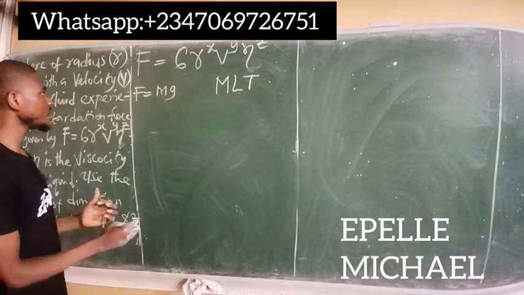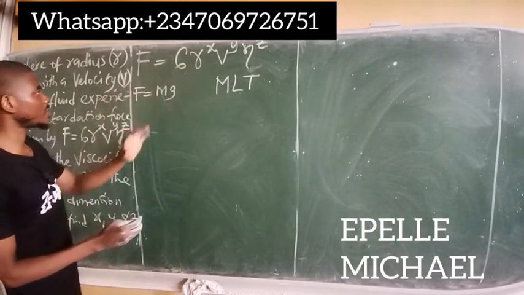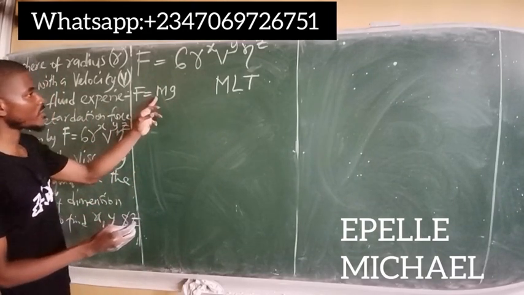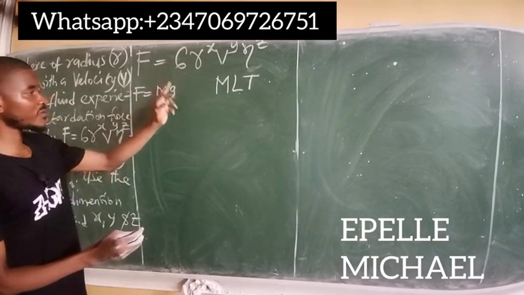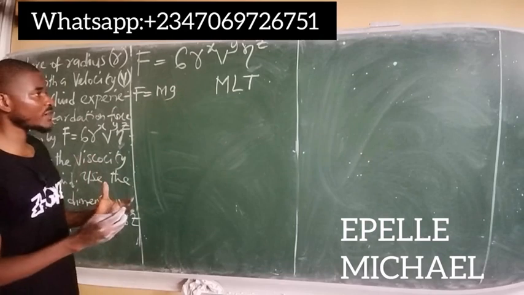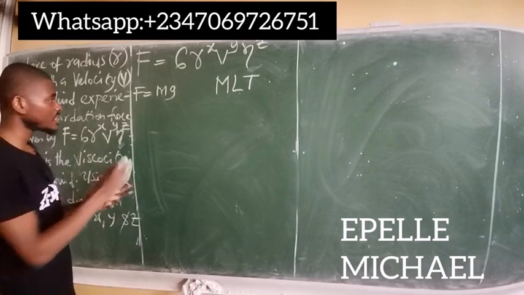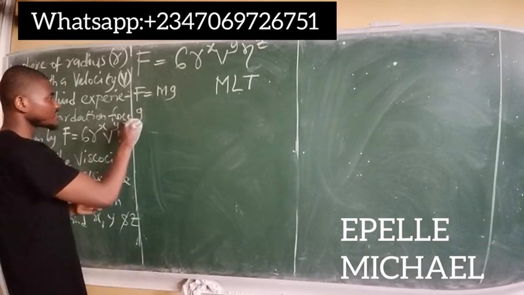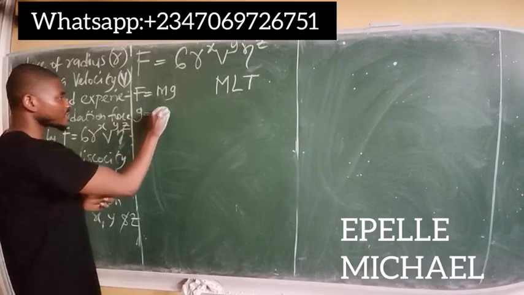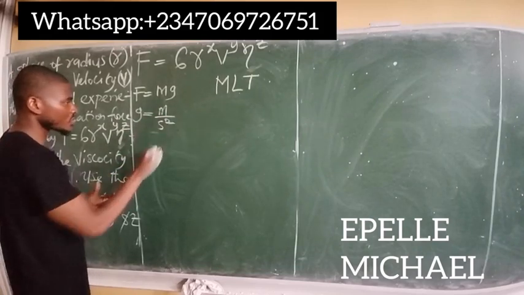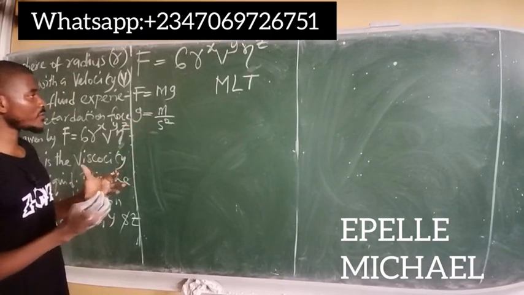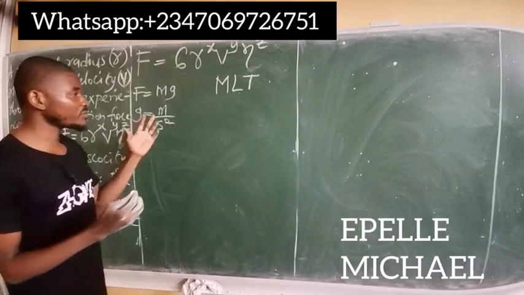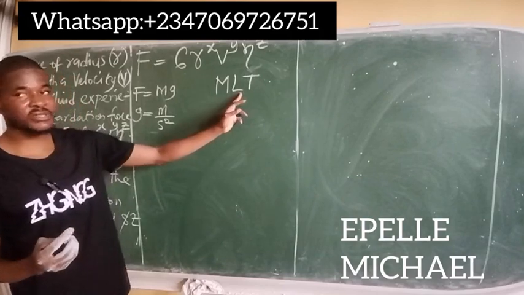So to find the dimension of force, the dimension of mass is simply capital M. We need to now find what is the dimension of gravity. The very best way to find dimension is simply from their units. We know that acceleration due to gravity, g, is measured in meters per second squared. That's the unit of acceleration due to gravity. Meters is a unit of what? Length. And the dimension of meters is simply capital L from the MLT system.